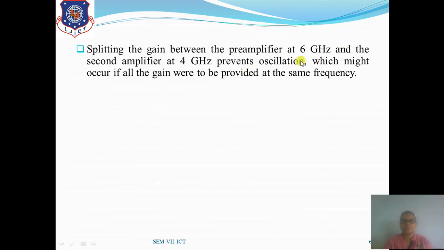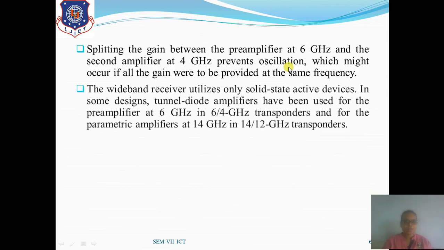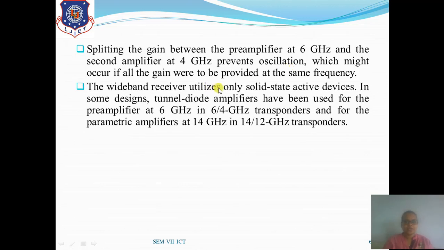That means the noise will be removed, which might occur if all the gain were to be provided at the same frequency. If the uplink and downlink frequency were the same, oscillations would occur, and from oscillations the frequency would change and noise would be added. Clear? So, when we are converting from uplink to downlink, this prevents the oscillations, that is, it prevents the addition of noise. The wideband receiver utilizes only solid state active devices.